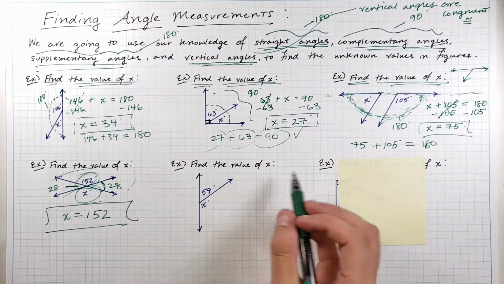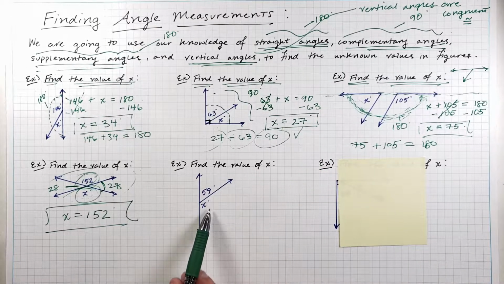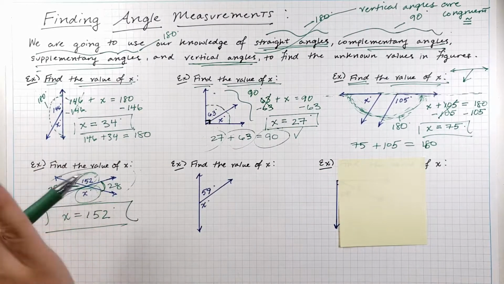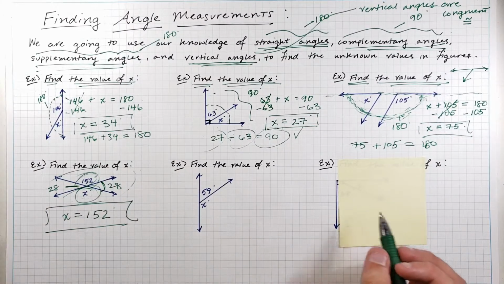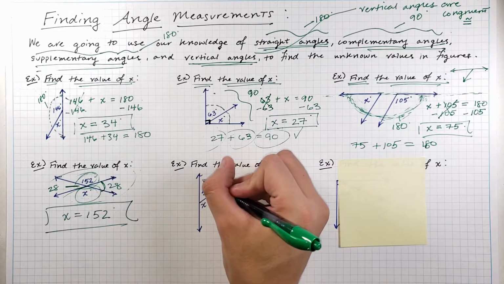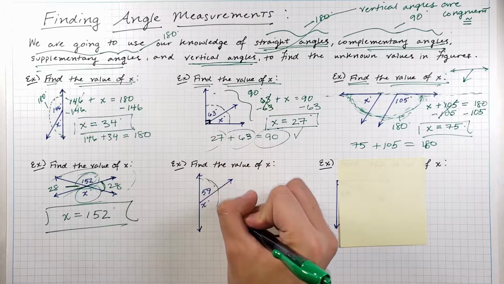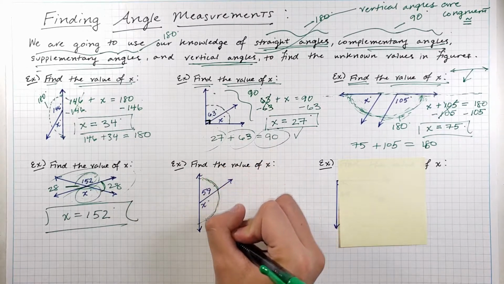All right, let's look at this next example. This one says find the value of x. All right, well, this one's very similar to this one, right? It's just flipped over, but it's the same exact thing. Okay, so there still needs to be 180 degrees in here.